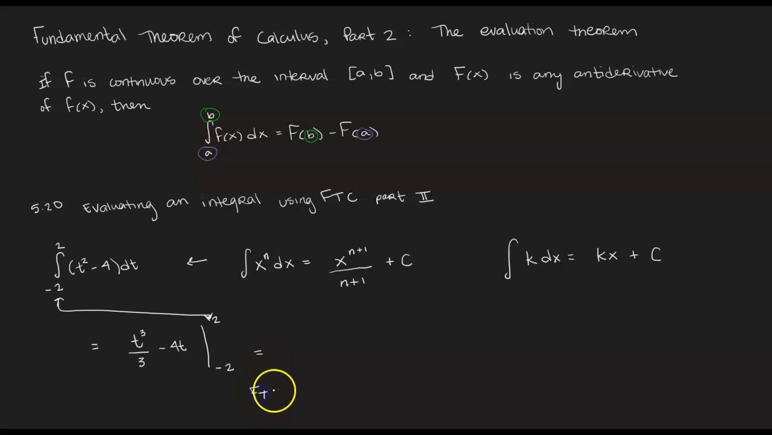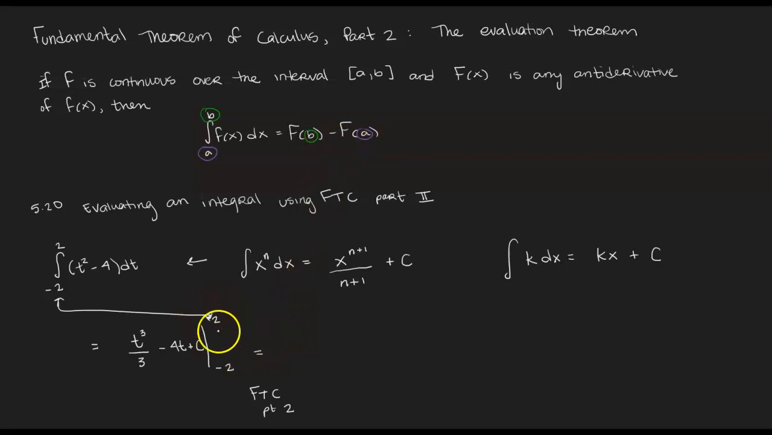This is where FTC Part 2 comes into play. We found, oops, I forgot my plus c, we found the antiderivatives for the function that we integrated. Now we're going to evaluate them between our bounds. We have the upper bound b goes into the antiderivative first, the lower bound a goes into the antiderivative second, and then we find the difference between the two.